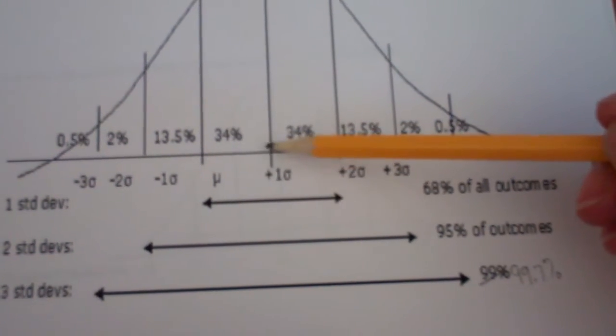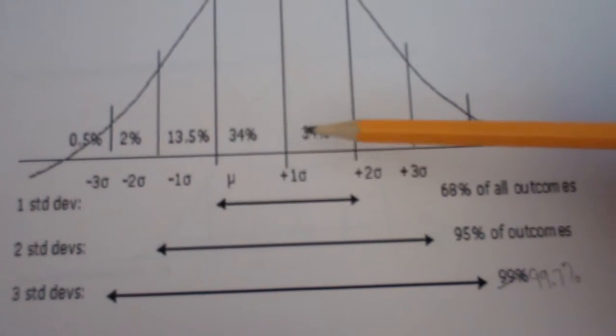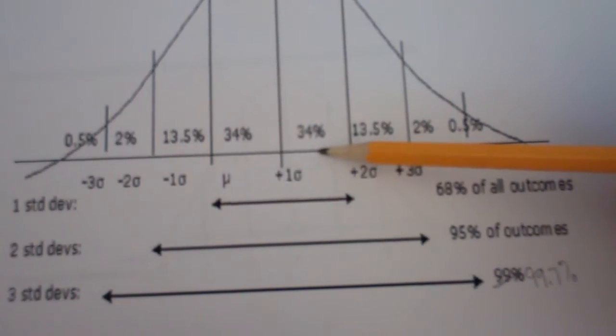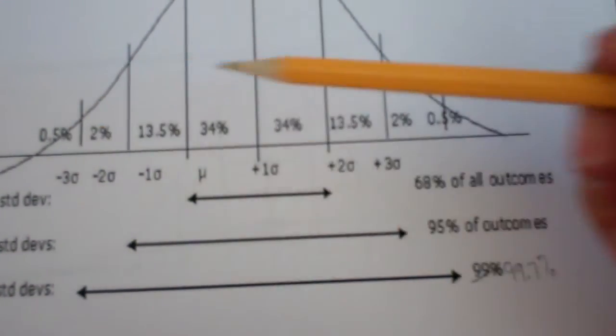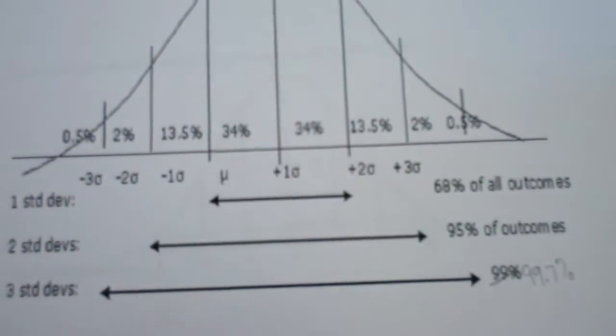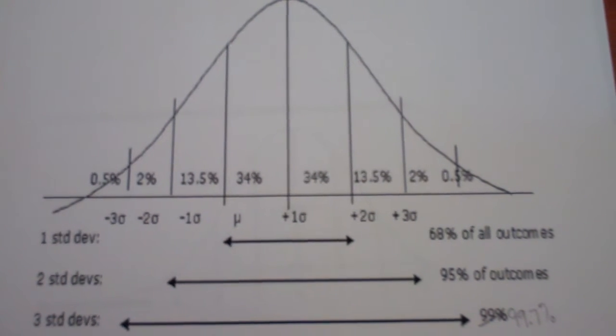And you can see even they broke this down, 34 and 34. If we added 34 and 34, we get 68. If we added these 3 together, we're going to get 16. If we added these 2 together, we get 2.5. So this is a nice diagram that you can find online.